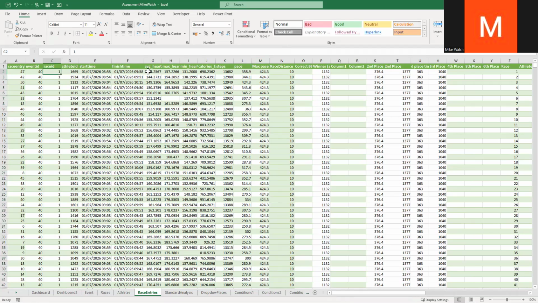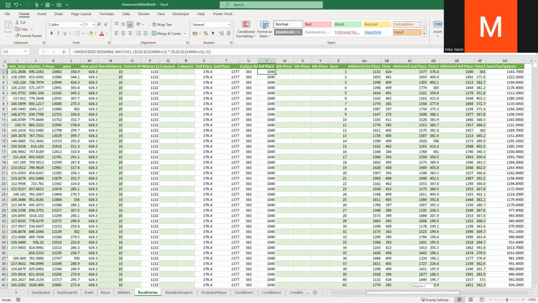So on that race ID, with that pace, what was the athlete ID, and getting this athlete number here as the winner. That's the maximum pace time for race one, and this was the athlete with that. This is the pace of the second, the athlete ID of second, pace of third, athlete ID of third.